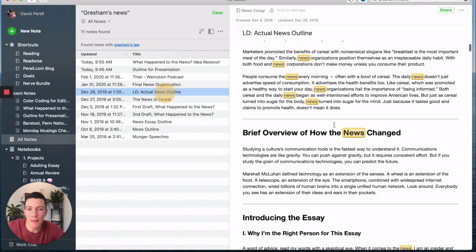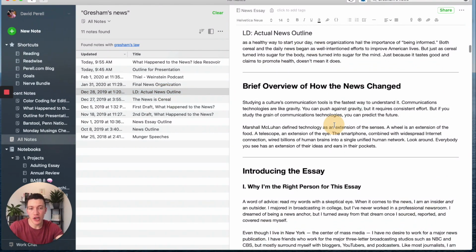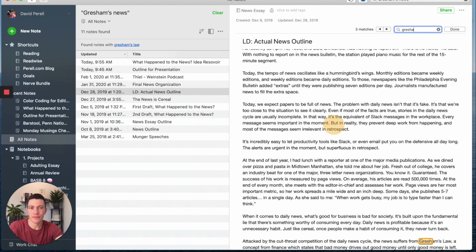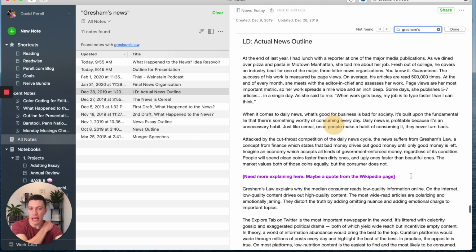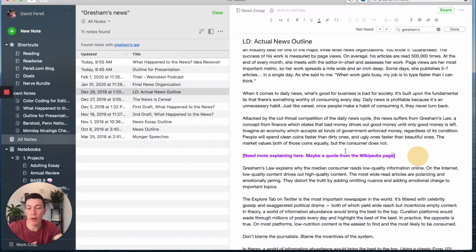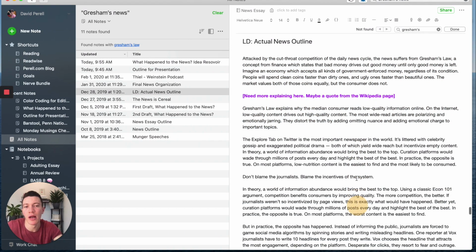Then I come back into the latest version of my essay and you'll see I actually begin to write about, remember I have the purple here for needs more explaining, and you'll see now I have some of the language that I begin to use in the final essay. I talk about Gresham's Law, then the Explore tab of Twitter. I have this "don't blame the journalists, blame the incentives of the system" sentence, which ends up making it into the final essay. And I'm just sort of working through it.